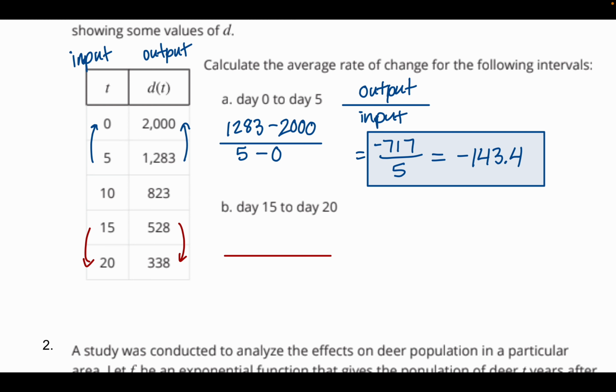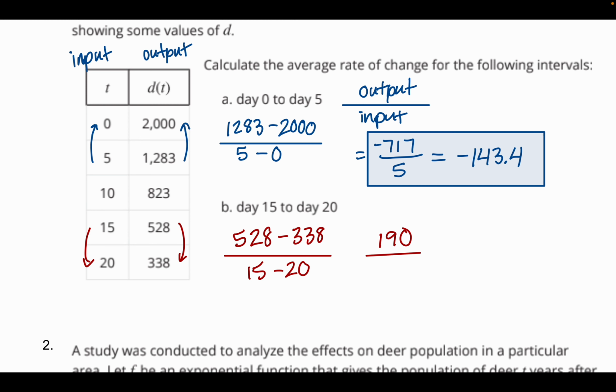So again, we're doing the difference in the output at the top. The output here is going to be 528 minus 338, and then we'll do 15 minus 20 for the bottom. So for our numerator, when we do this subtraction, 528 minus 338 is going to be 190.